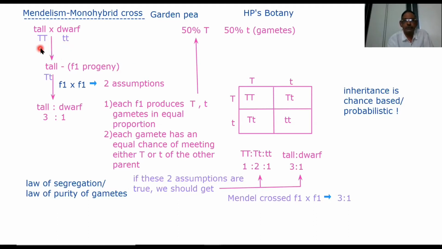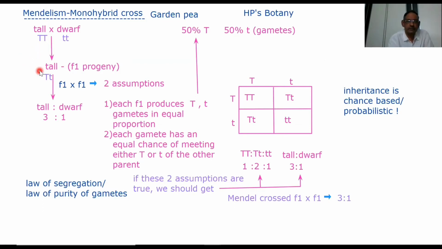Now, why two here, two here? Because the F1 progeny has two. Every character is decided by two factors. These two factors can be similar or dissimilar. If they are similar, it's called homozygous. If they are dissimilar, it's called heterozygous. The F1 are heterozygous, whereas the parentals are homozygous. One is homozygous tall, the other is homozygous dwarf.